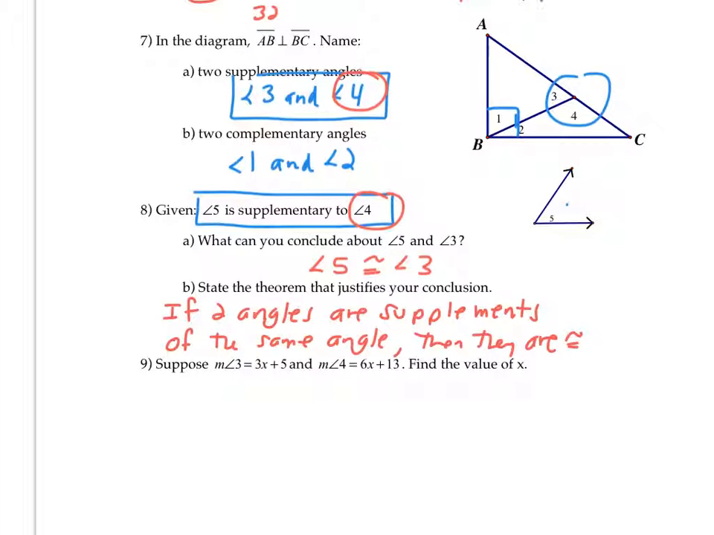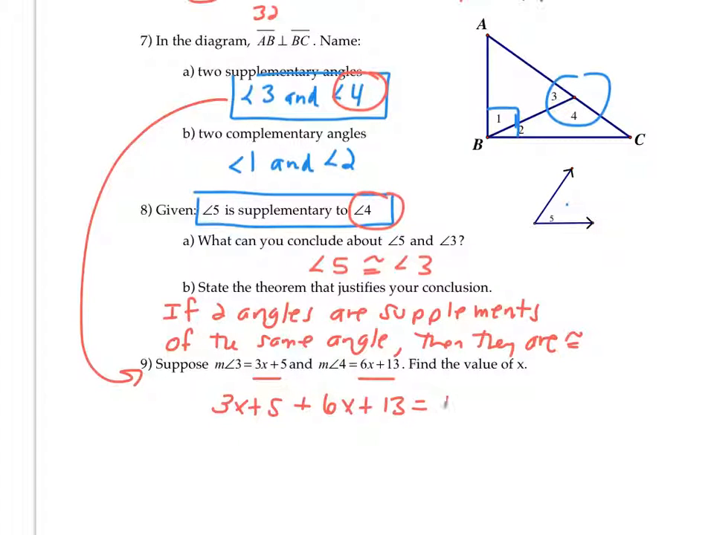Alright, number 9, last question with this diagram. It says suppose the measure of angle 3 equals 3x plus 5 and the measure of angle 4 equals 6x plus 13. Find the value of x. So don't forget that 3 and 4 are supplementary. So we can say that 3x plus 5 plus 6x plus 13 is equal to 180. So add your like terms, you get 9x plus 18 equals 180.